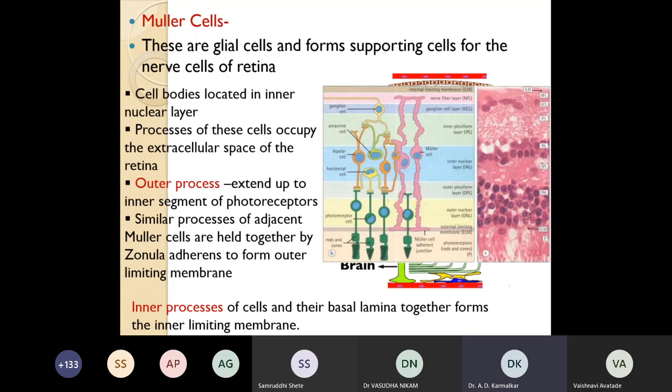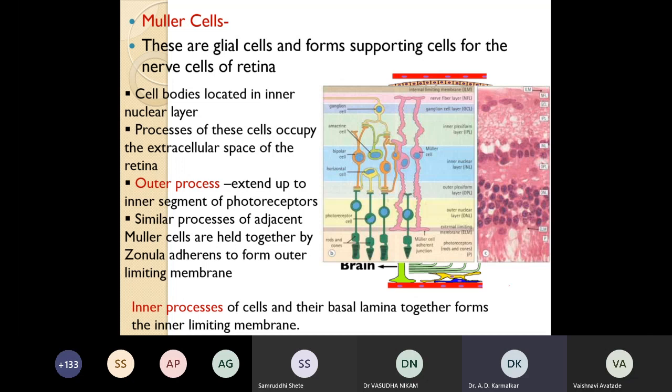The Muller cells: the cell bodies are located in the inner nuclear layer. If you see the inner nuclear layer, there are 4 cells, that is, the nuclei of 4 cells: Muller cell, bipolar cell, horizontal cell, and the amacrine cell. These are the supporting cells. They are the glial cells. The outer process extends up to the inner segment of the photoreceptor cells, and they are joined together by the zona adherens to form the outer limiting membrane, while the inner process of the cell forms the inner limiting membrane. So this is the function of the Muller cell, the supporting cell.